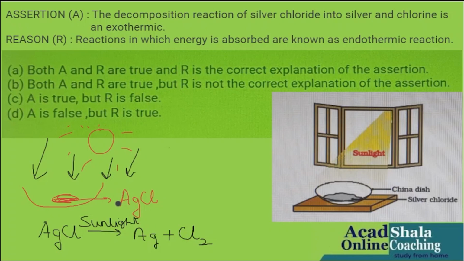It is said to be endothermic reaction. Now let us check the first statement, what it is saying. The decomposition reaction, yes, this is correct, of silver chloride into silver and chlorine is an exothermic. No, not at all. Absolutely wrong statement. It is not exothermic, it is endothermic.